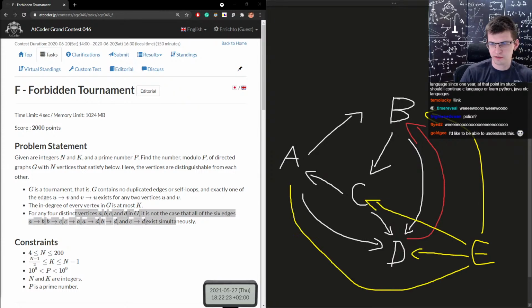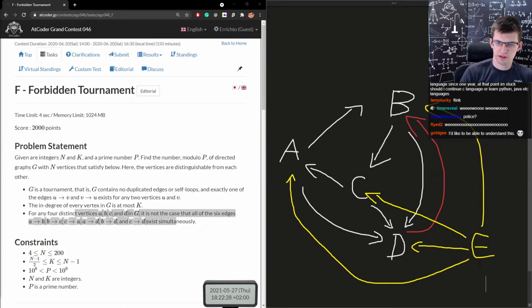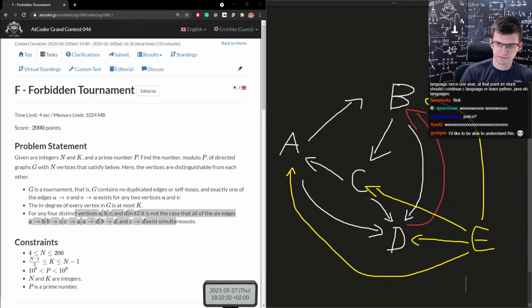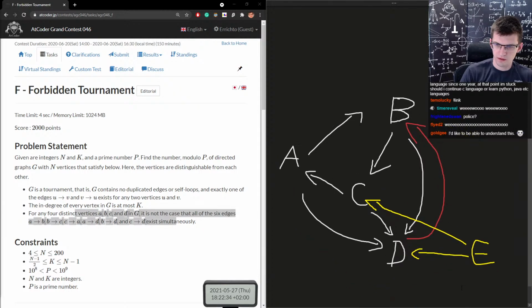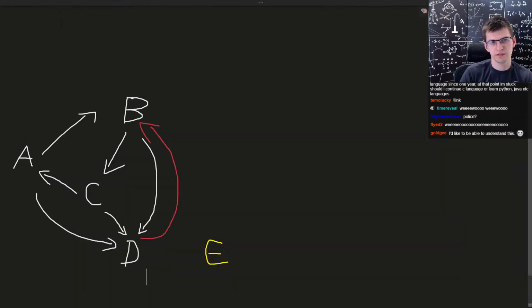If there are edges from something to everything else, this vertex doesn't matter. It isn't part of any forbidden structure. But if we have some edges, then that's a different story.